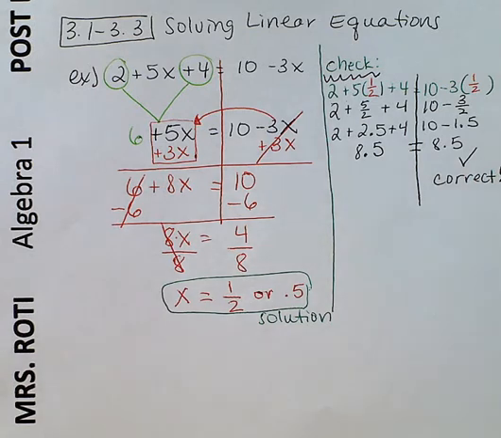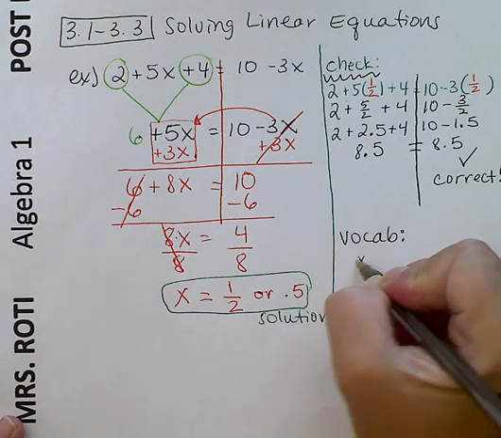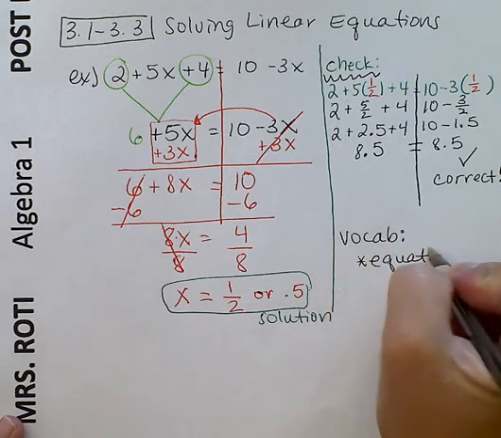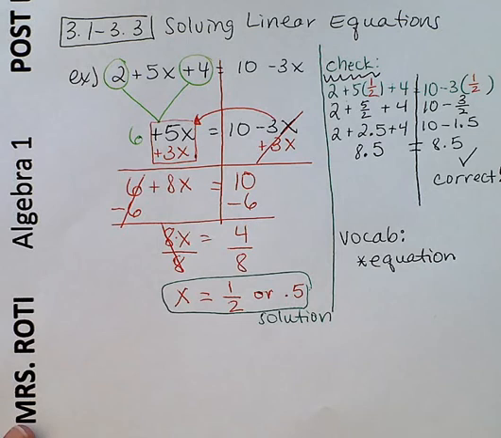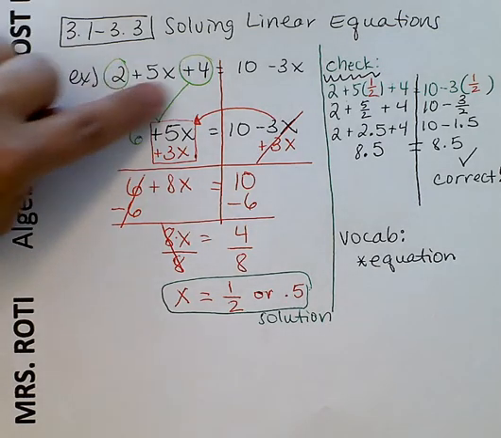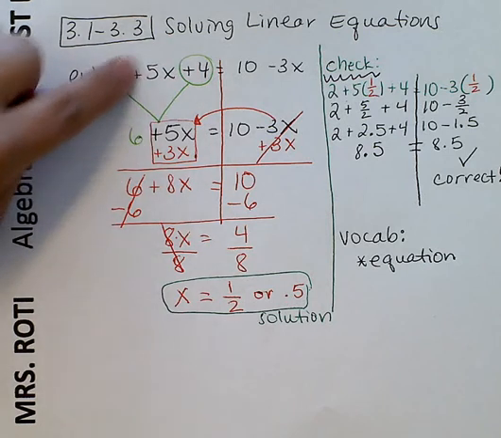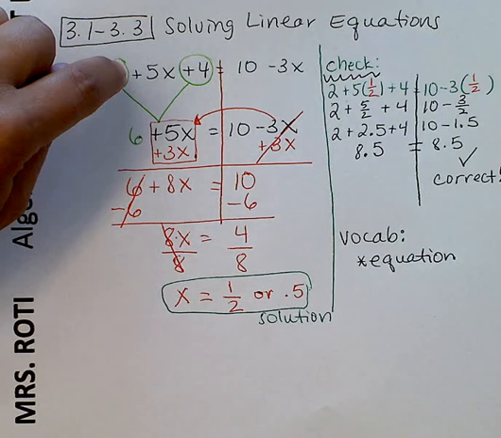Let's go back and check your important vocabulary in this section. Do you remember that an equation contains an equal sign? So just one side of an equation would not be called an equation, because this one side doesn't have an equal sign. These are expressions.